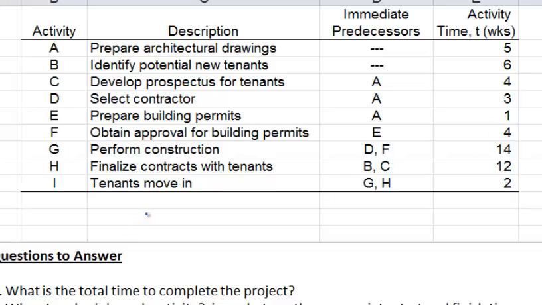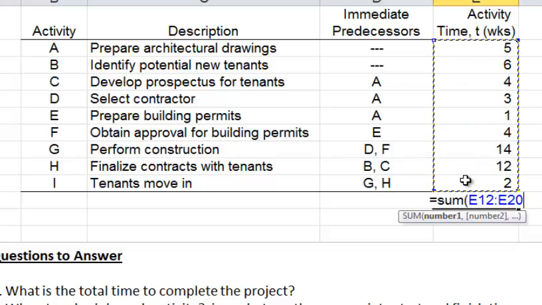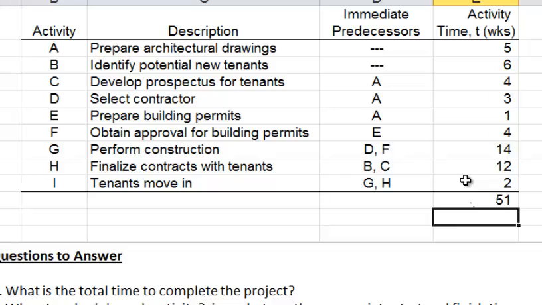Now, how long will it take to complete the project? Let's try adding up the times for the activities. Let's see, 5 plus 6 plus 4 plus 3 plus and so forth. If I add all these times, that gives us 51 weeks. So it'll take 51 weeks to finish the entire project, almost a year. Is there a way that we could do this faster? Oh, right, we could do some of the activities simultaneously.